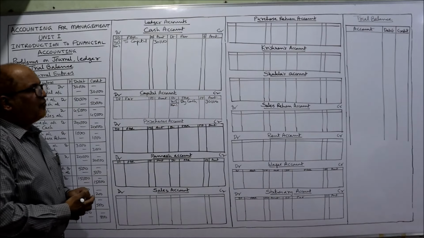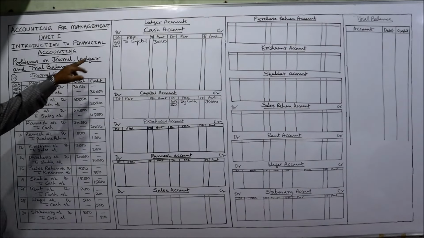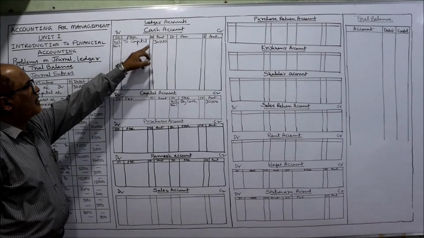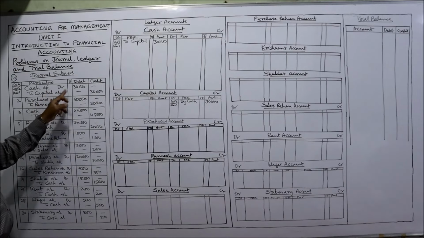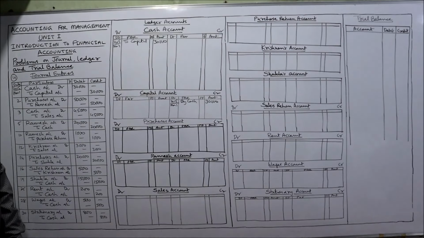One transaction we have posted. It is saying cash account debtor. So cash account debit side to capital, and capital account should be credited. So credit side by cash, 30,000. Over. First transaction we have posted.